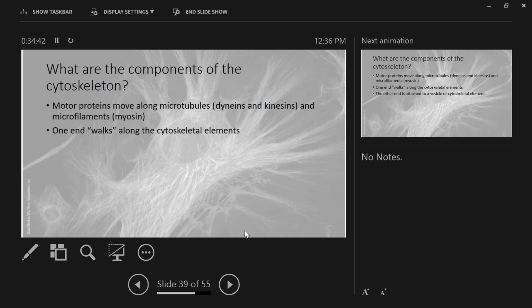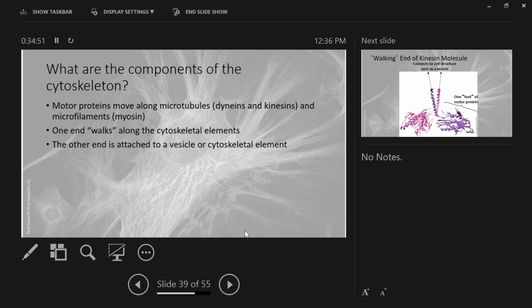So one end of the motor protein literally walks along the cytoskeletal element, while the other end is physically attached to either a vesicle, in the case of kinesin, which is the motor protein that walks vesicles along microtubules, or it's attached to another cytoskeletal element. Dynein is an example of that, where dynein is a motor protein that walks along microtubules while attached to another microtubule. And then myosin does the same thing, walks along actin, the microfilament, while attached to more actin.